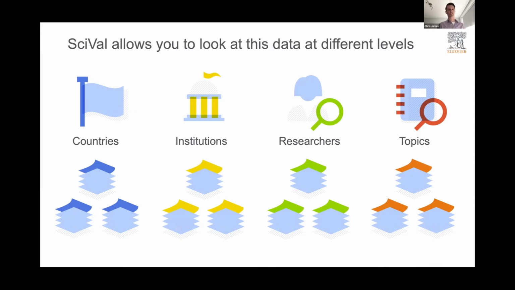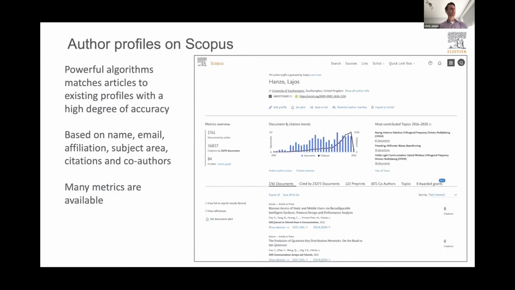But that's a quick synopsis of what you can do with the data and what you can do in SciVal. Now, what I wanted to do first is to show a little bit on the author profiles in Scopus. So with Scopus, you are able to look at different researchers. We use algorithms to match the articles together. And what we do is actually look at the name, the email address, the affiliation, subject area, citations, co-authors, all these kinds of things. And we use that to create a very high degree of accuracy with our matching.